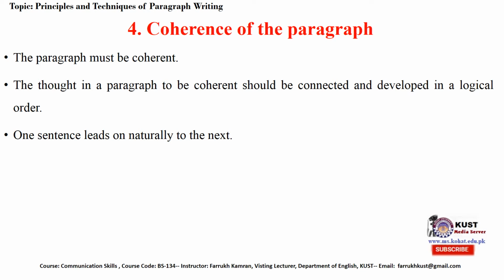He may start writing from 2001 to 2020 or from 2020 to 2001. Order of time must be observed. There must be some sequence, for example, whether you write in ascending order or in descending order. If you write like this, 2020, 2001, then 2005, it will destroy the coherence of the paragraph.